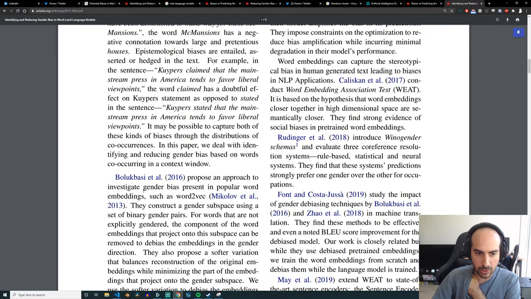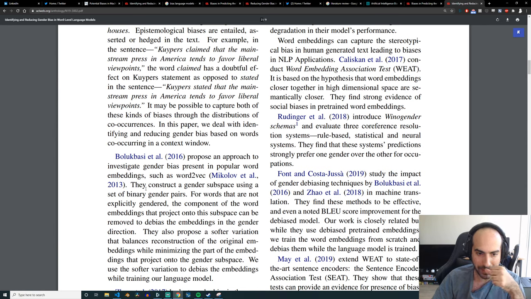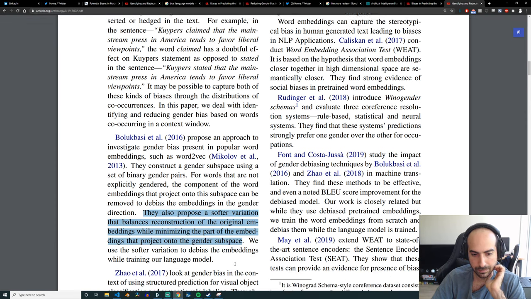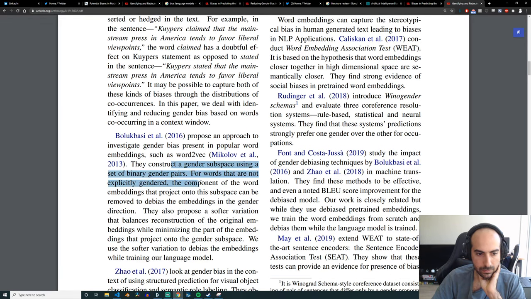Bolukbasi proposed an approach to investigate gender bias present in popular word embeddings such as Word2Vec. They construct a gender subspace using a set of binary gender pairs. For words that are not explicitly gendered, the component of the word embeddings that projects onto the subspace can be removed to debias the embeddings in the gender direction. They also propose a softer variation that balances reconstruction of the original embeddings while minimizing the part of the embeddings that project onto the gender subspace. I don't know what a gender subspace means, but let's see. The component of the word embeddings that project can be removed.